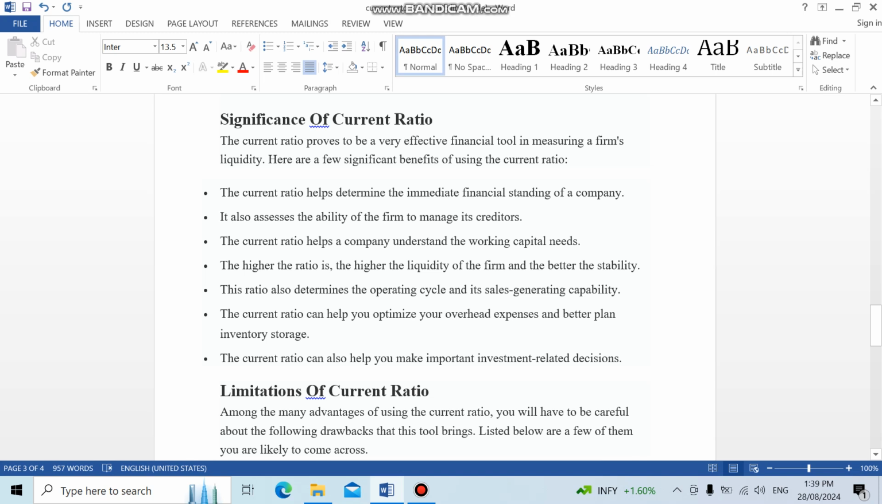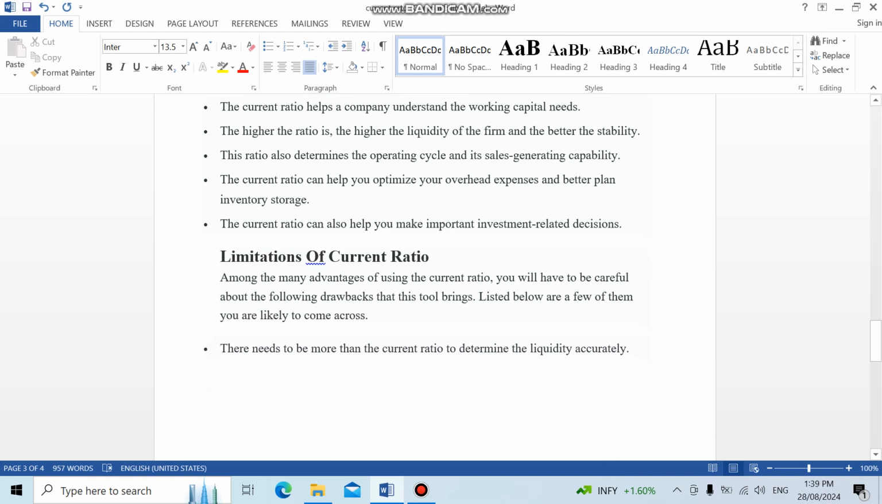The higher the ratio, the higher the liquidity of the firm and the better the stability. This ratio also determines the operating cycle and its sales generating capability, right? The current ratio can help you optimize your overhead expenses and better plan inventory storage. The current ratio can also help you make important investment related decisions.